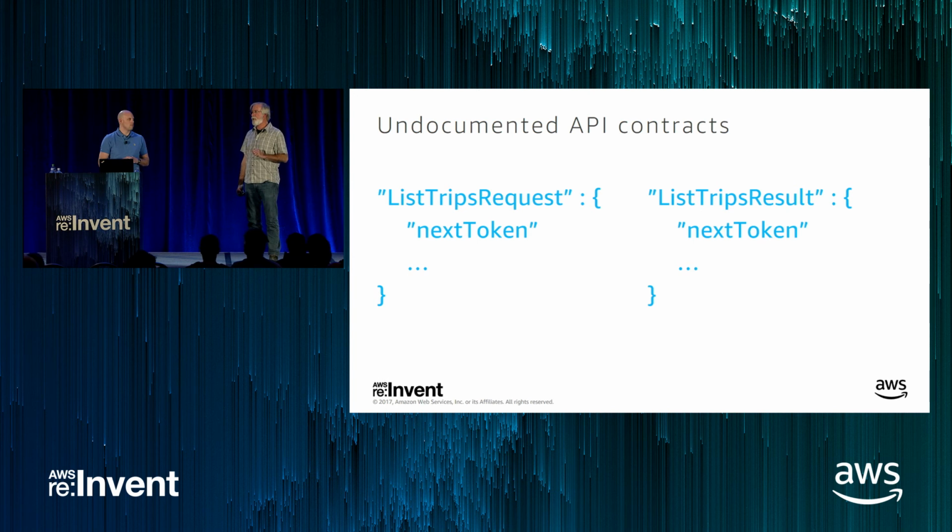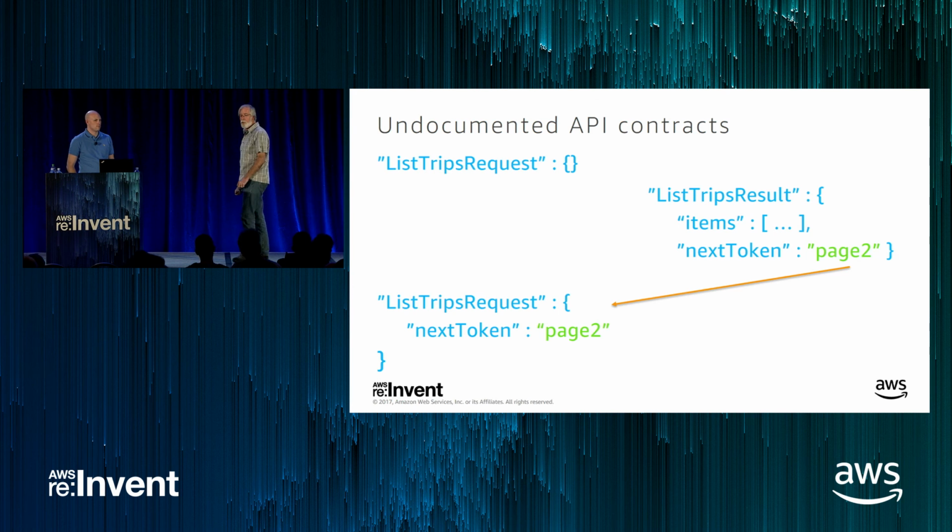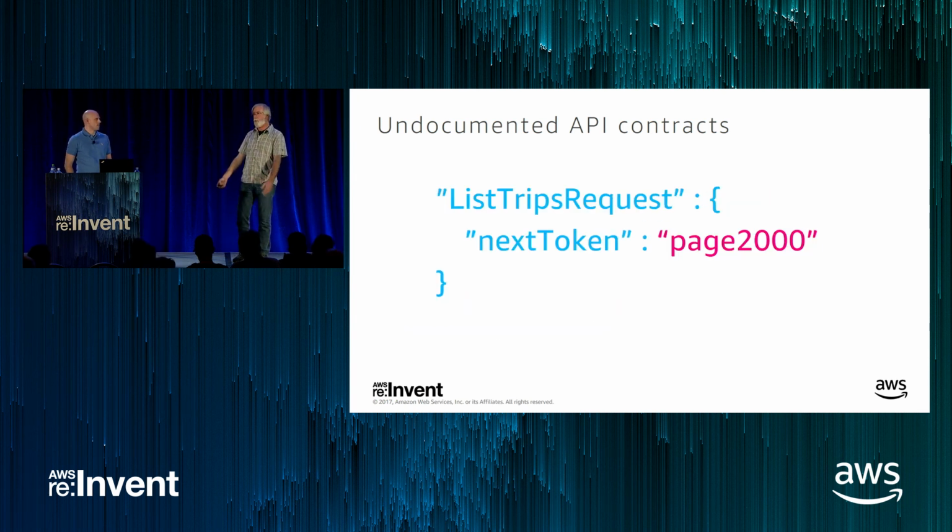Let's take a look at pagination. For a list operation, we have a request that takes in optionally a next token, and the result actually has a next token in it. And the goal of that is we make our first list request. We get a list of items which may be incomplete, and if it is incomplete, we get a next token, page 2, and then we take that and we put it into the next request to get the second page. So it's pretty obvious how this token is composed. It's the word page with the page number I want.